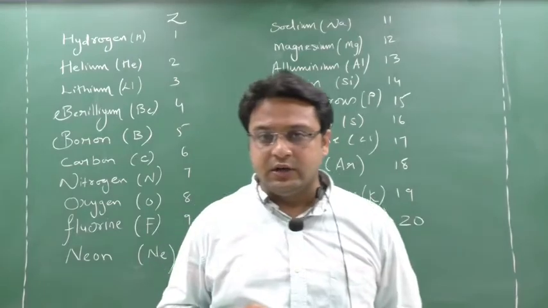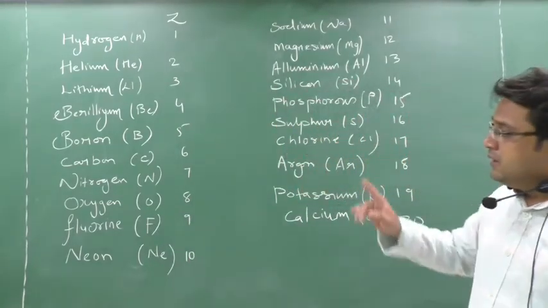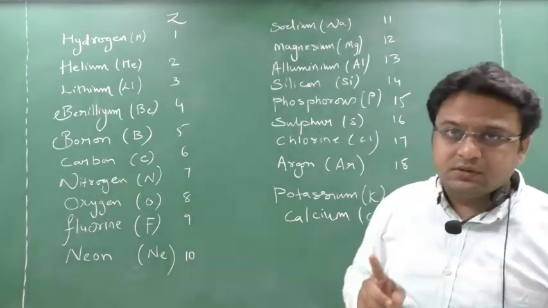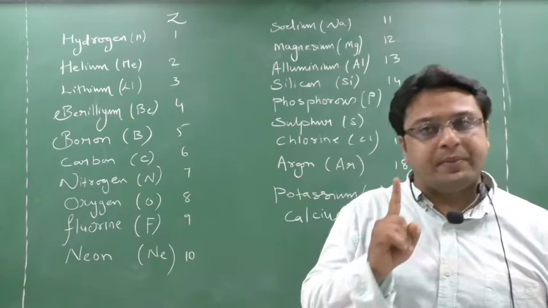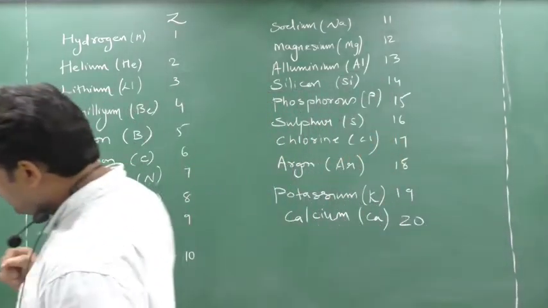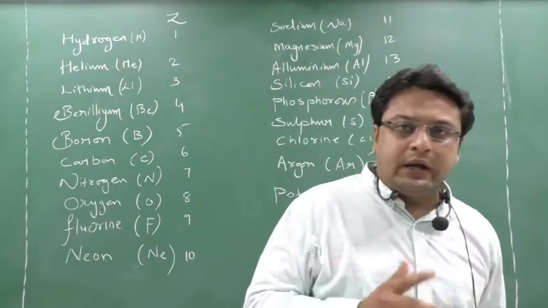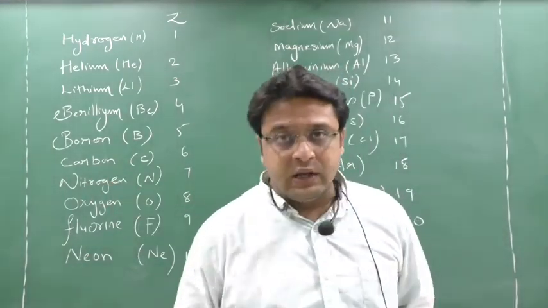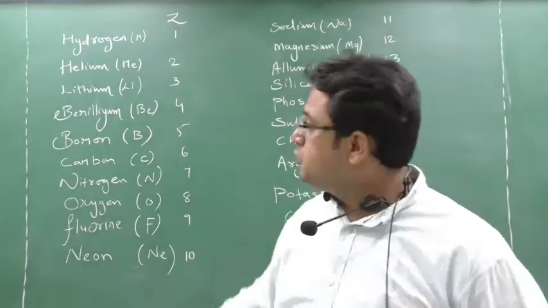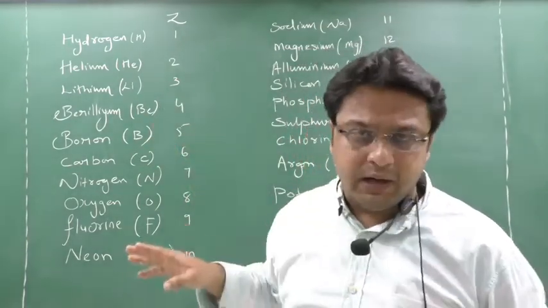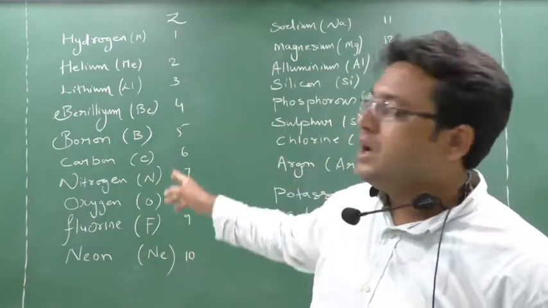Before starting the lecture, I would like to tell you the element names from 1 to 20. The element names from 1 to 20 you should remember. Why is it so? Most of the students face difficulty in remembering all the element names. These names should be remembered in terms of hierarchy. After hydrogen you should say helium, then lithium, then beryllium. Most of the students are not capable of remembering this hierarchy.